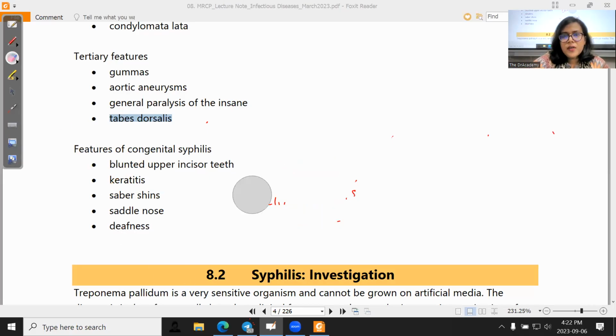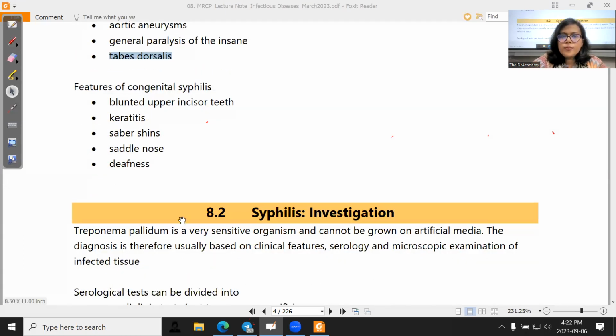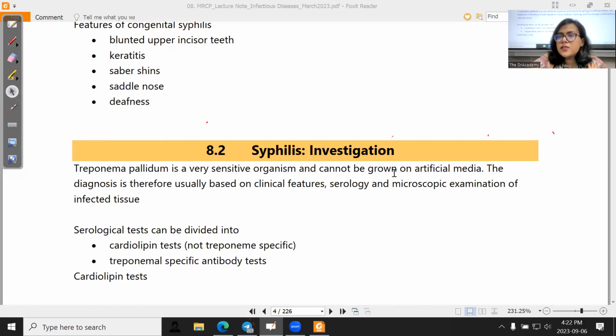Okay. So syphilis investigation. Treponema pallidum is a very sensitive organism, so it cannot be grown on regular artificial media. That's why serological detection is more preferred. Back in our MBBS level, we learned about the TPHA and VDRL tests, right? So tell me, Dr. Abhijit, which one is most specific, TPHA or VDRL?